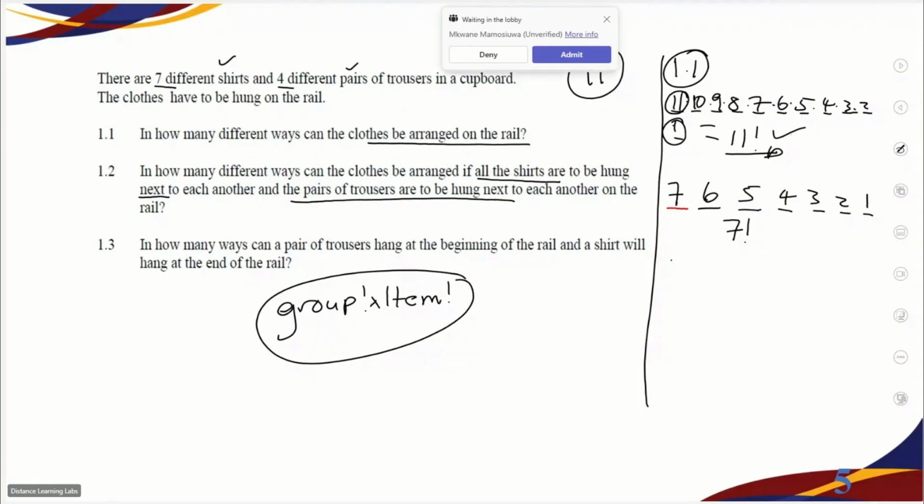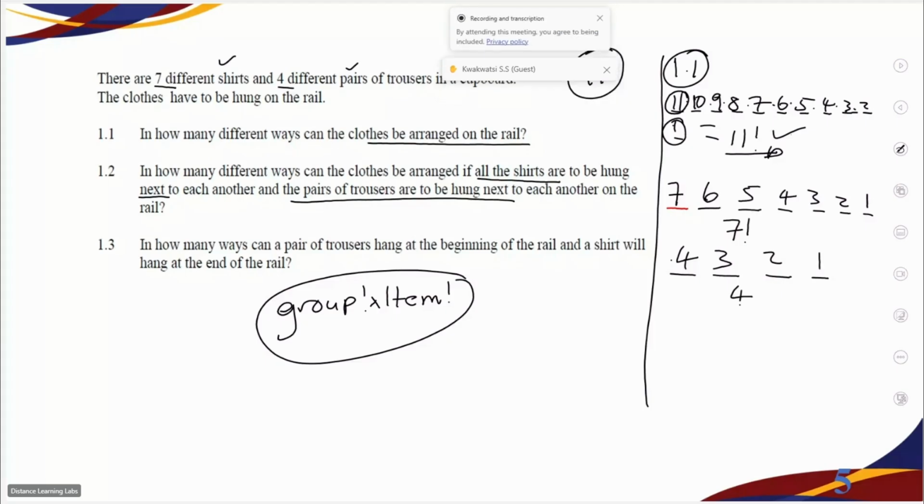We are also going to have a group of pairs of trousers, where we are told that we have 4 different types of trousers. Then we have 4 spaces for the trousers: 1, 2, 3, 4, and all 4 of them would be competing for the first position. One of the 4 occupies that. We are left with 3, and then there would be 2 and 1. Therefore, for the trousers, we have 4 factorial.